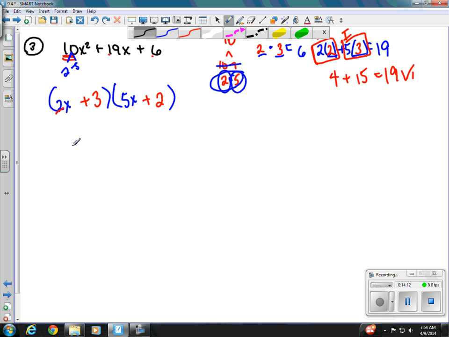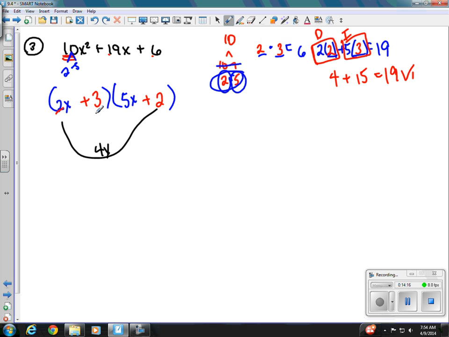Go back and check it and do 2x times 2 is 4x. And 5 times 3 is 15x, and 15x plus 4x gives us 19x. So we check. We're good.